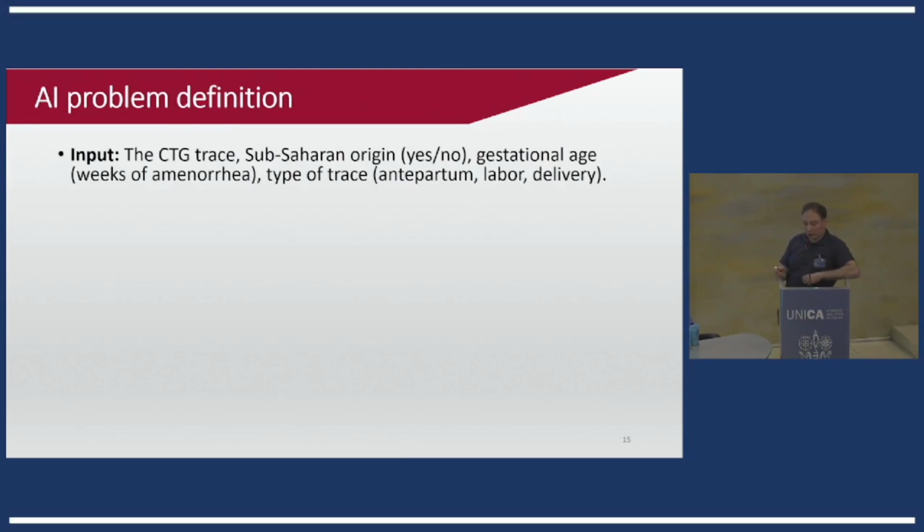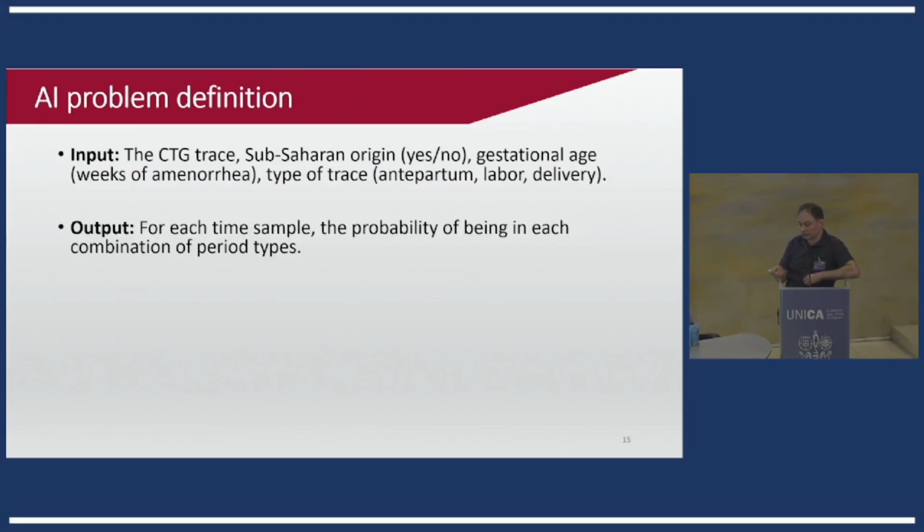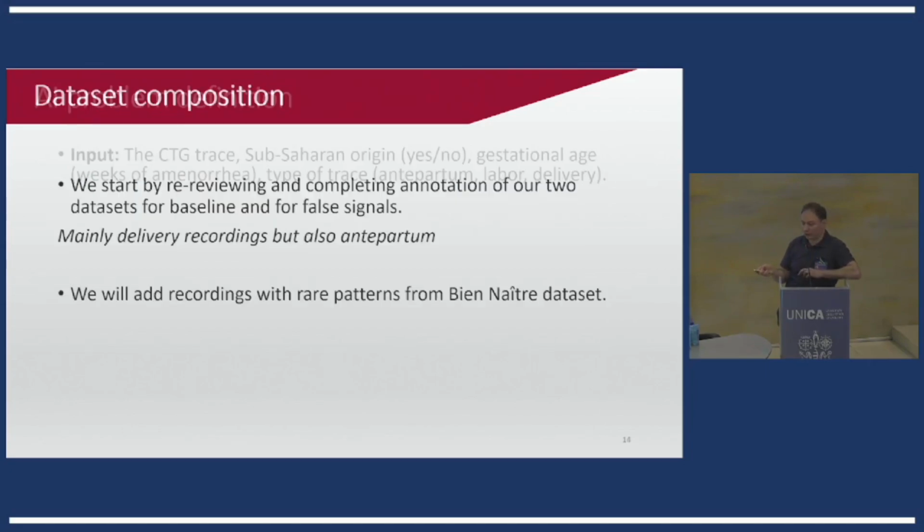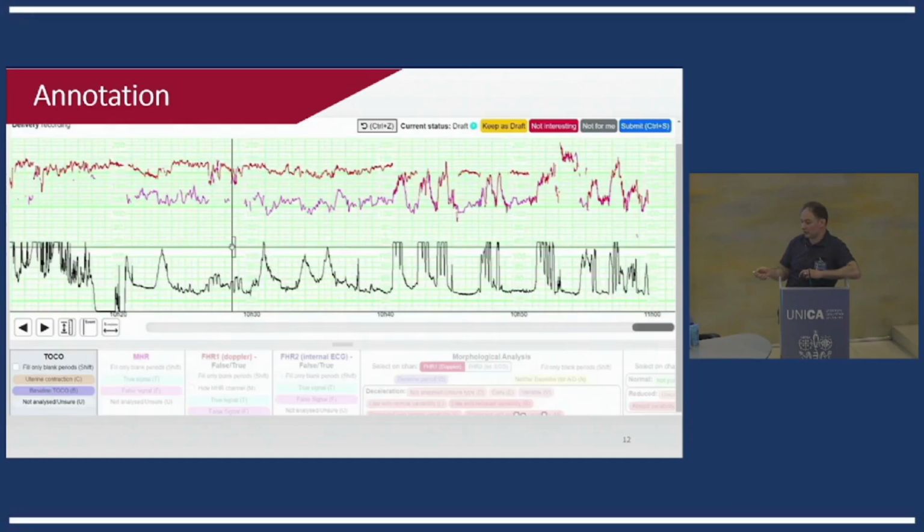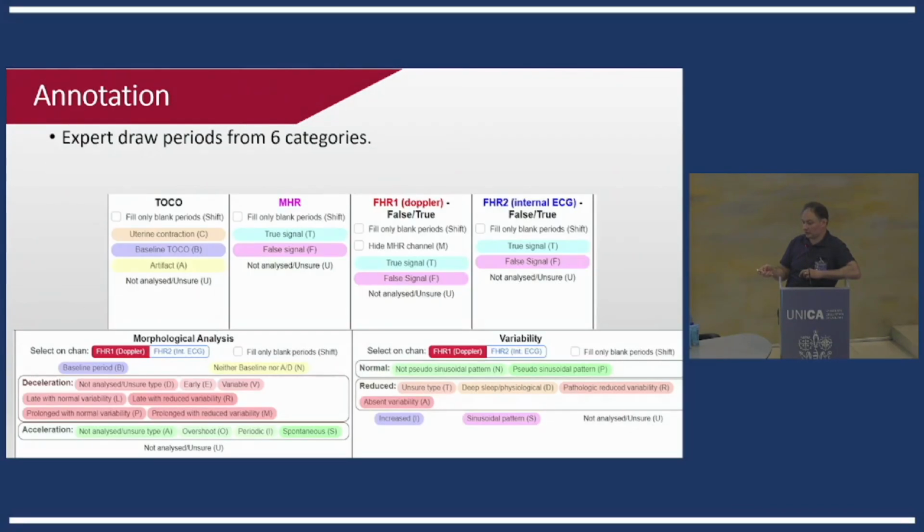At the end, the AI problem has as input the CTG recording, the sub-Saharan origin, yes or no, because it changes the variability. The gestational age also, to say if the variability is normal or the reduced variability is normal or not. And if the recording is antepartum, labor, or the second stage of delivery. The expected output is, for each time sample, the probability of being in each of the 6 categories.